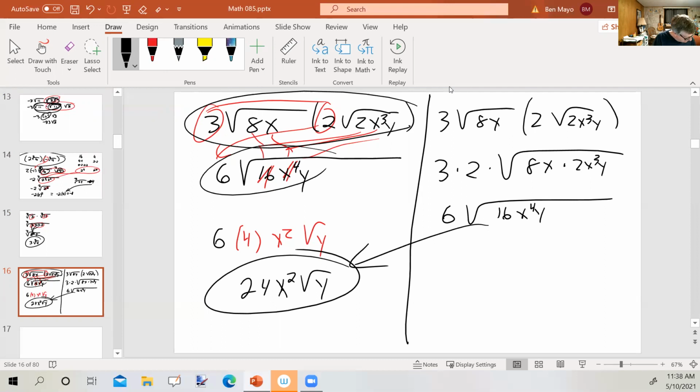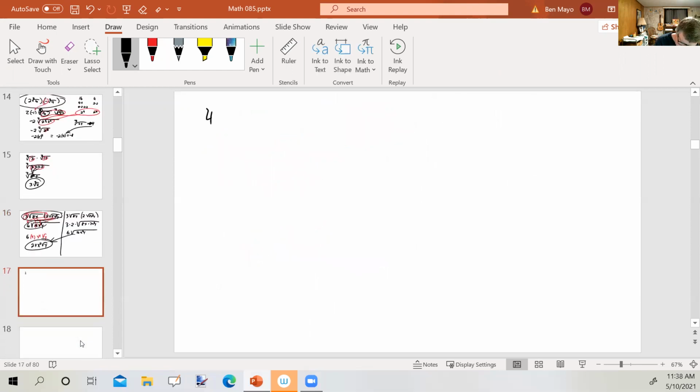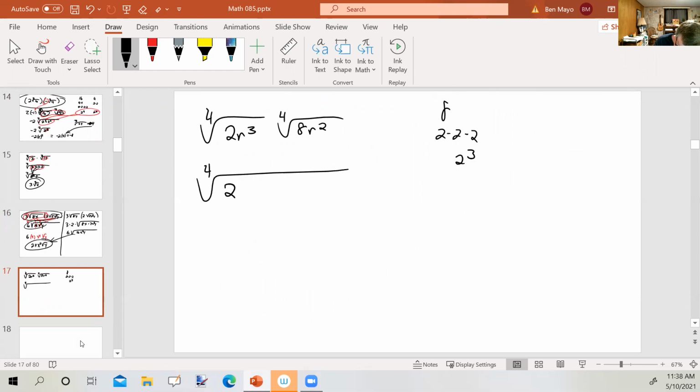Let's see here. We've got the 4th root of 2r cubed times the 4th root of 8r squared. 8 is 2 times 2 times 2, or 2 cubed. So this is the 4th root of 2 times 2 cubed times r cubed times r squared, which is the 4th root of 2 to the 4th times 2 times r to the 4th times r.